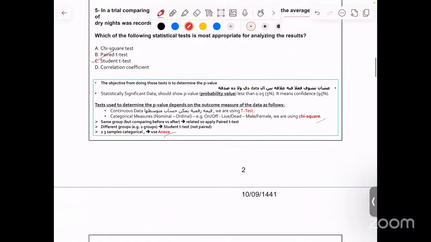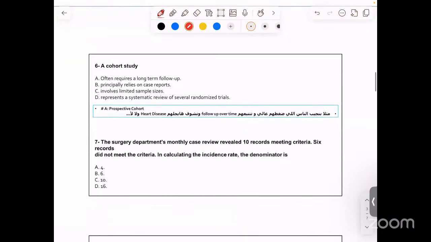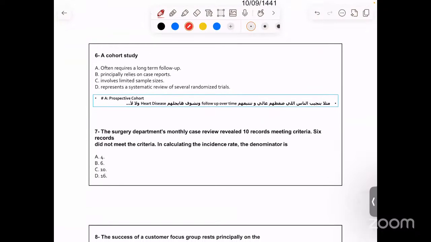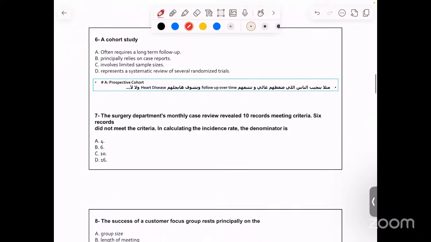Number 6: a cohort study, A, often requires a long-term follow-up. B, principally relies on case reports. C, involves limited sample sizes. D, represents a systematic review of several randomized trials. What's the answer? Cohort? The study follows participants over time. What's the answer?